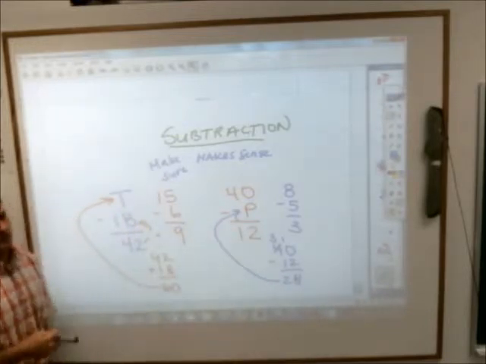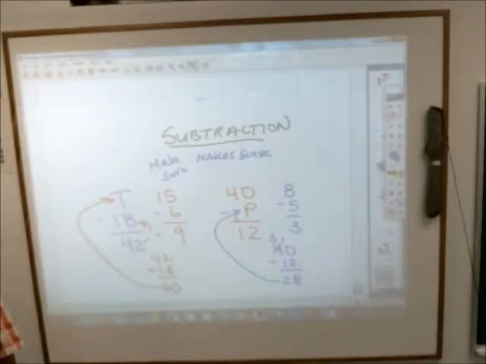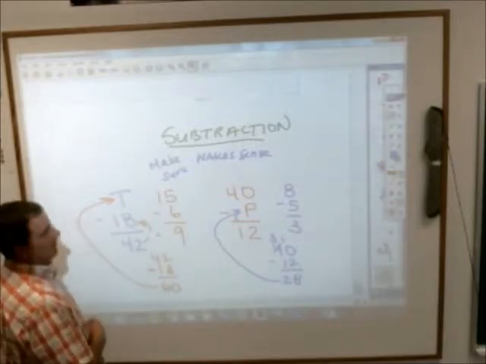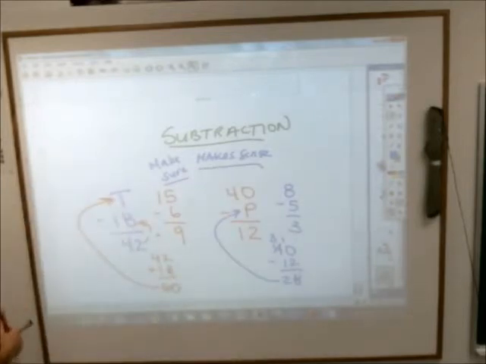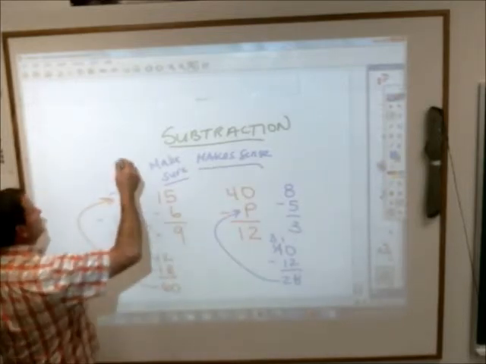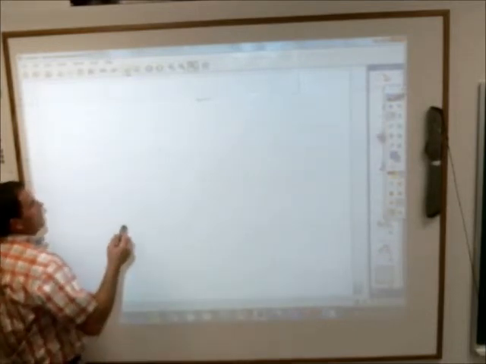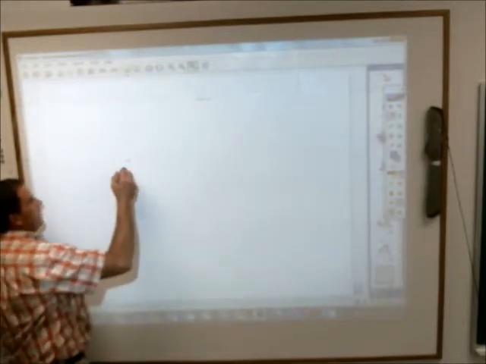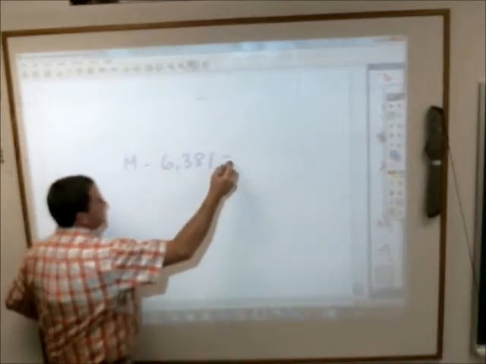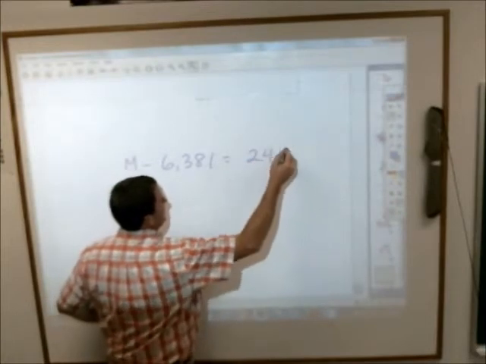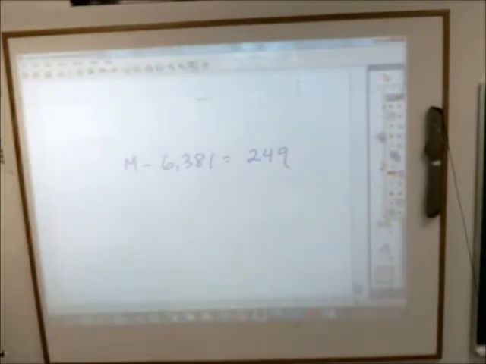So you can't just always say with subtraction, you're always going to add to find your answer, or you're always going to subtract. Sometimes you have to do it one way, sometimes you have to do it the other way. And again, after you do the problem, make sure your answer makes sense. Because the nice thing is this works for anything. If I asked you this, what is m minus 6,381 equals 249, those big numbers shouldn't scare you because you know what to do.